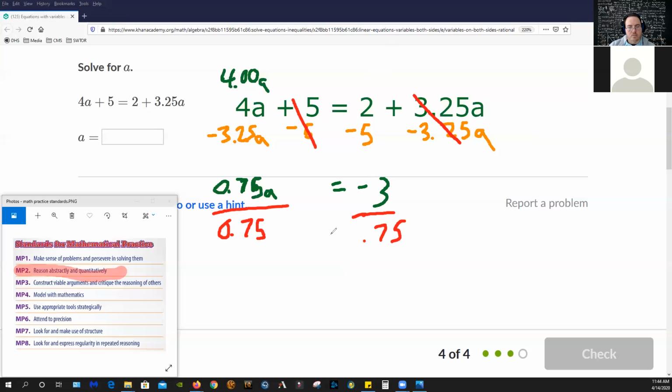So 0.75 divided by 0.75 is just 1. So we'd end up with a, just 1a, which is what we were hoping for, equals -3 divided by 0.75. So that comes out to be, I think it's -2. No, it's not. That'd be -1.5. Back that up. 75 goes into 3 4 times. I know that because 2 0.75s makes $1.50. So the answer is going to be -4.